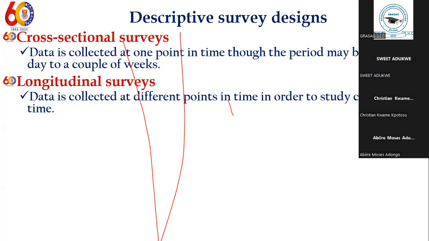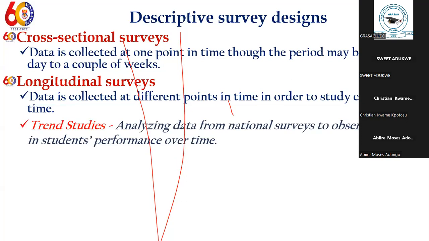Under longitudinal study, is it always the case that one individual or a group of individuals are observed or studied over some period of time? The answer is no. We will look at that. Under longitudinal study, you can decide to do a trend analysis. This is where data from national surveys are analyzed to observe changes, for example, in student performance over time.